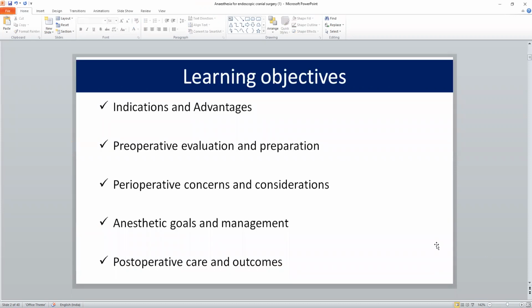So these will be the learning objectives of this 30 minutes lecture. I will be speaking on the indications and advantages of endoscopic neurosurgical procedures, especially focusing on cranial neurosurgeries, preoperative evaluation and preparation of patients undergoing endoscopic cranial neurosurgery, perioperative concerns and considerations of the pathologies for which they present for this kind of surgery, the anesthetic goals and perioperative management of these patients, and then lastly end with postoperative care and outcomes.